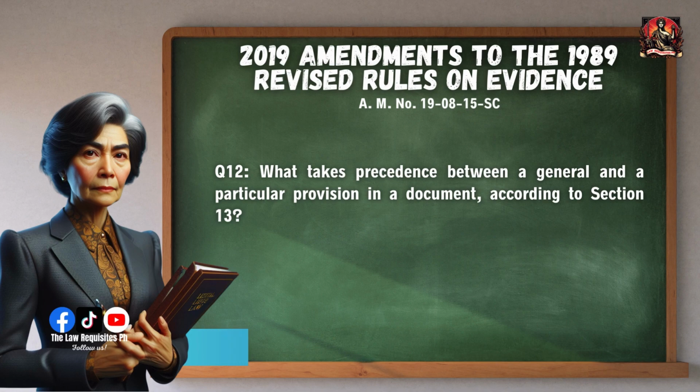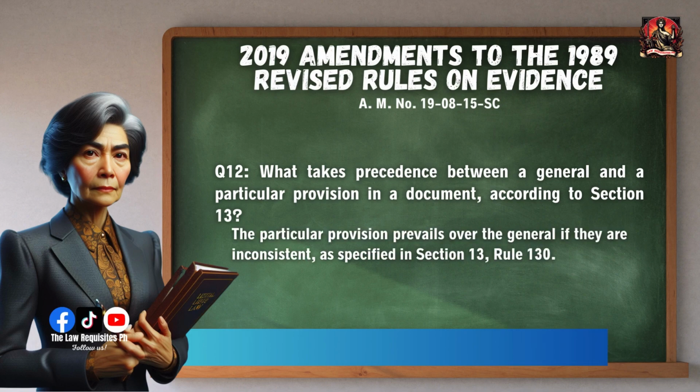Q12. What takes precedence between a general and a particular provision in a document, according to Section 13? The particular provision prevails over the general if they are inconsistent, as specified in Section 13, Rule 130.